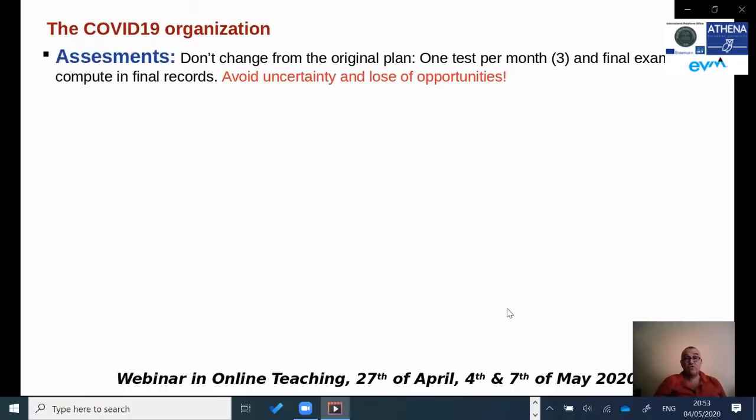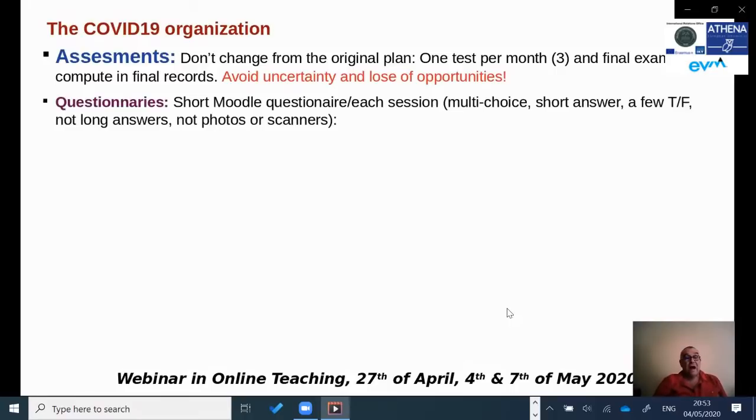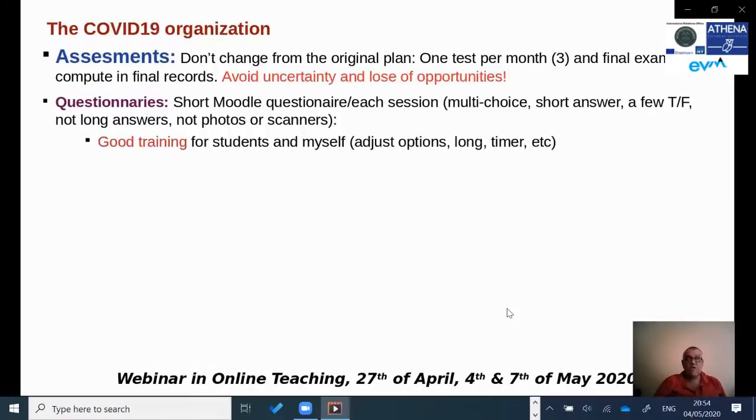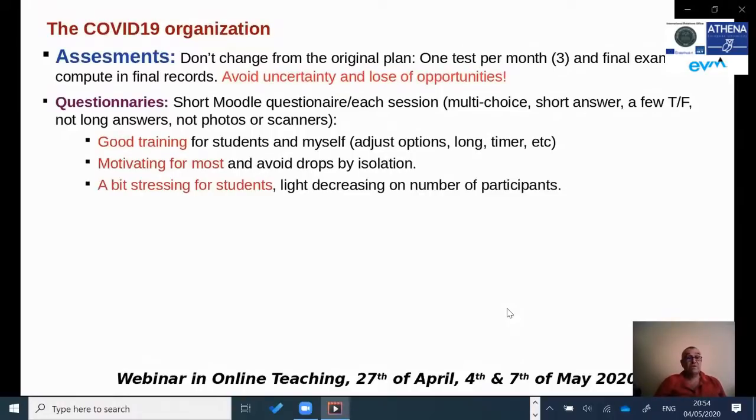I have tried to reduce the change of the playing field, though some people feel that now everything is probably going to be more difficult because essentially it's different. I have proposed a lot of questionnaires on the Moodle platform: multiple choice, short answer, true and false, not too long, no long answers, no scanner. They are only for good training for the student and myself, in order to adjust the technology and motivation and try to avoid drops.